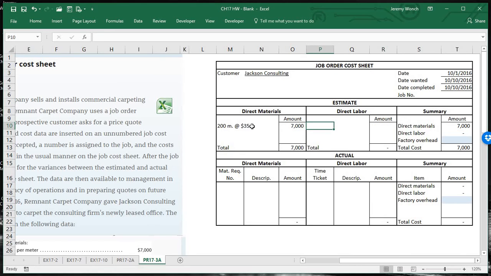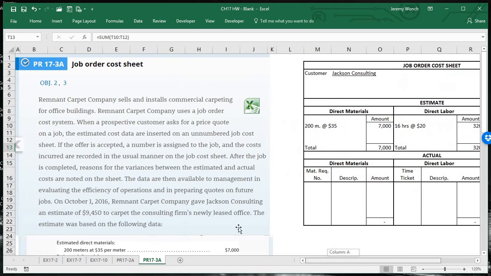And then for direct labor, we're guessing that it's going to take 16 hours at $20 an hour. So we have 16 times 20. So we're estimating labor cost to be $320. And then factory overhead, it just gives us $240. So our estimate that we're telling these guys that the job is going to be $7,560.